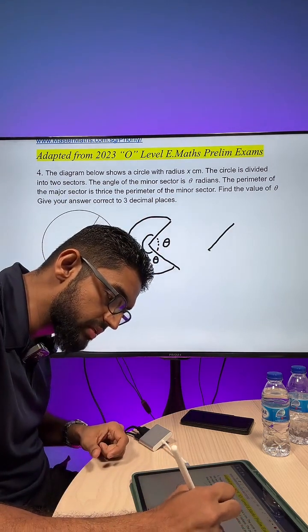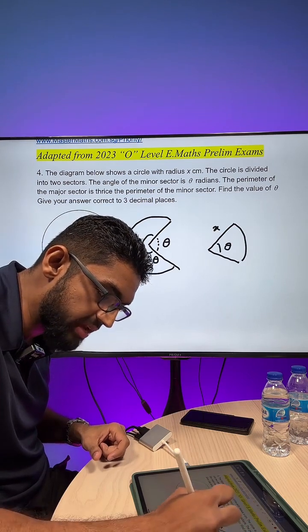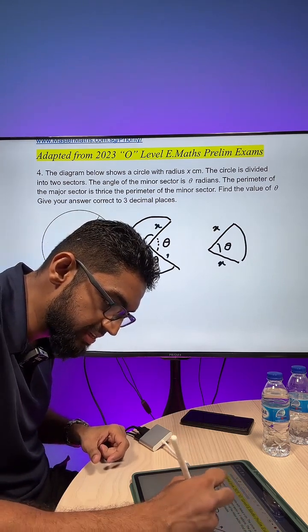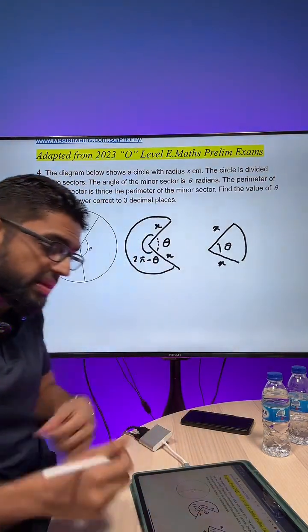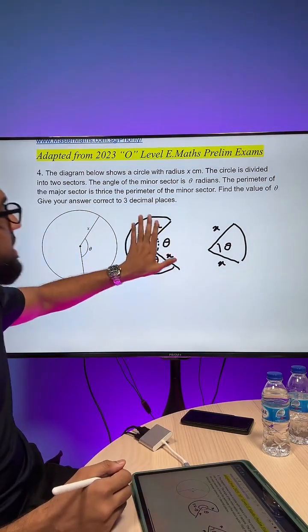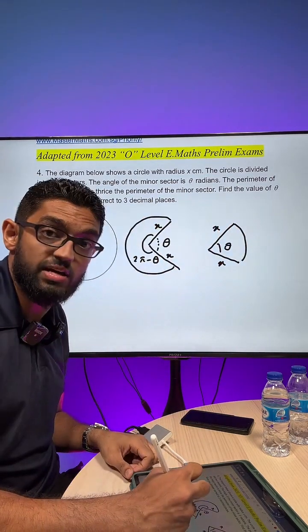Now, if you draw this out this way, this will be your minor sector instead, whereby you have x and x here as your radius. Friends, this is your radius. Now, with that, how do I find the perimeter of the major sector and the minor sector? We can write this down next.